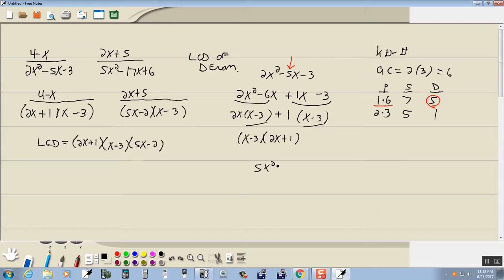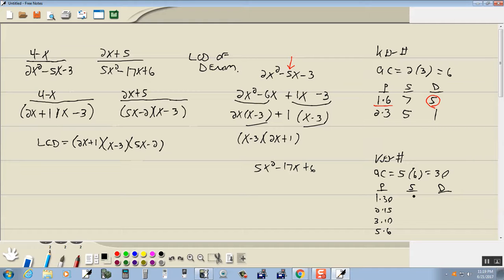Now 5x squared minus 17x plus 6. This is again key number, because we have x squared, x, no x, and there's a number in front of x squared. So we'll take our number at the beginning, which is 5, times the number at the end, which is 6. 5 times 6 gives us 30. We write down all products that give us 30. We've got 1 times 30, 2 times 15, 3 times 10, 5 times 6.